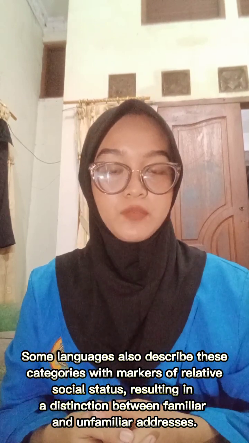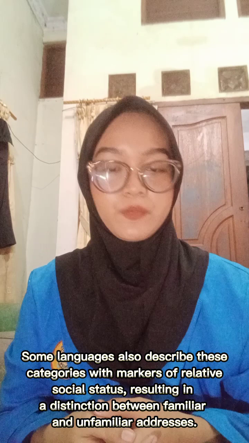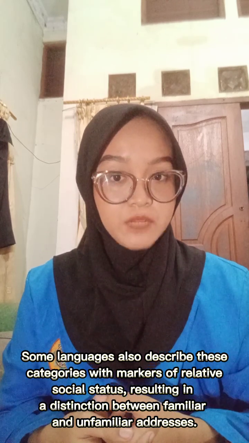The first one of deixis is person deixis. Person deixis involves the use of first person I, second person you, and third person he, she, and it pronouns. Some languages also describe these categories with markers of relative social status, resulting in a distinction between familiar and unfamiliar address. This refers to the use of words to refer to people in conversation. An example is the use of pronouns such as I, you, they, and so on.